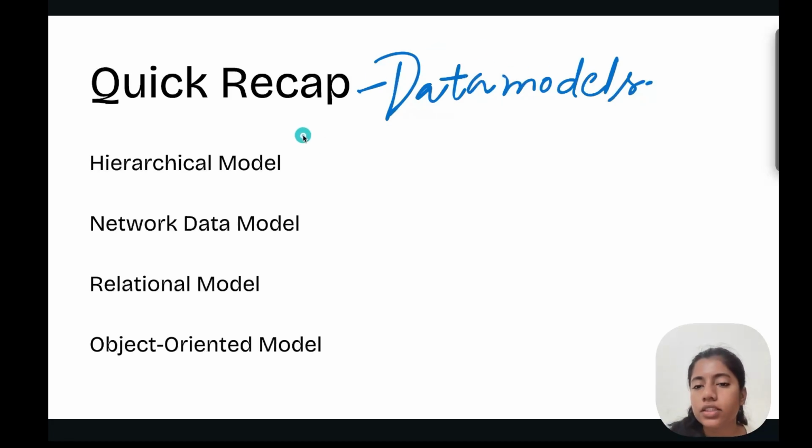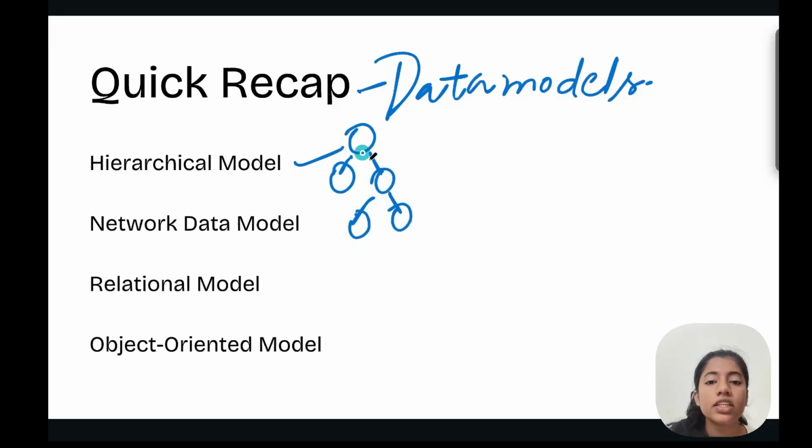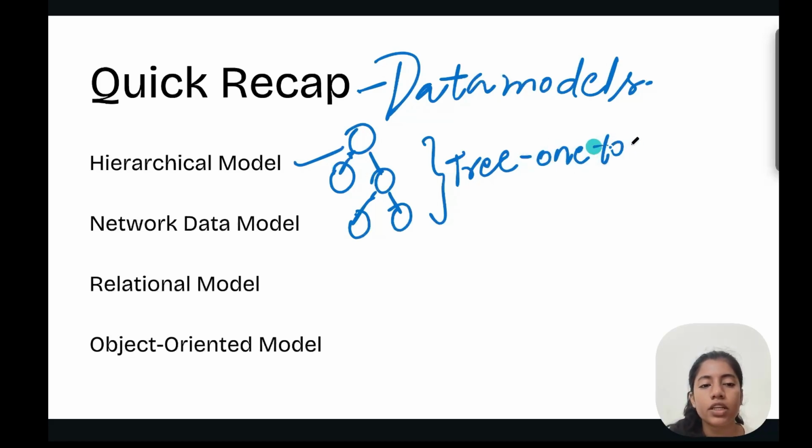The first one we discussed was the hierarchical model. Now, in this model, remember we discussed an analogy with a family tree, where this is your grandparent, then their children, then their children. So there was a tree kind of pattern, right? The very important thing which we discussed was that a parent is allowed to have many children, but a child is restricted to have only one parent. So we noted that this model particularly had a one to many relationship.